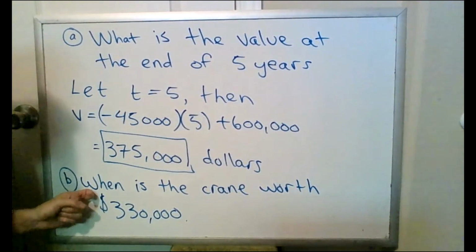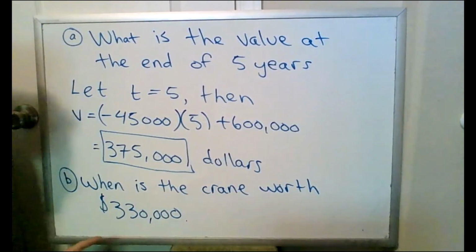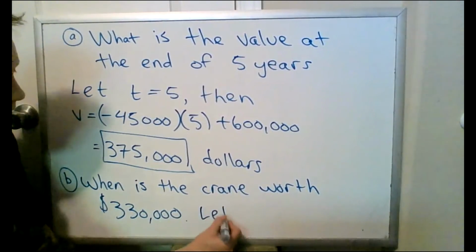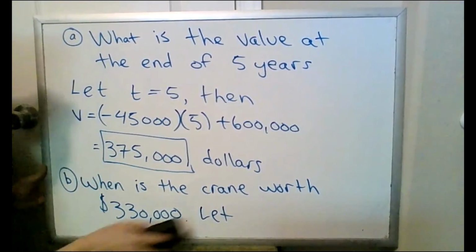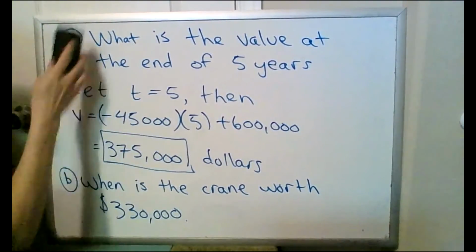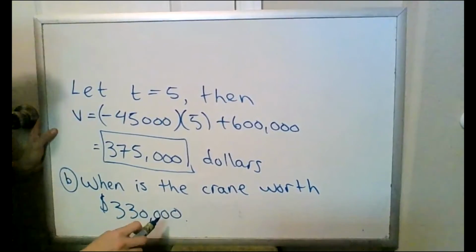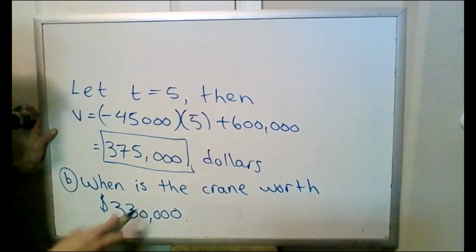Okay, "when" is asking you to solve for that time, t. And the worth is 330,000. That makes that V. We're going to substitute this number in for V. Let's do it over here. We're starting to solve, and the first step is to let V be equal to that number.